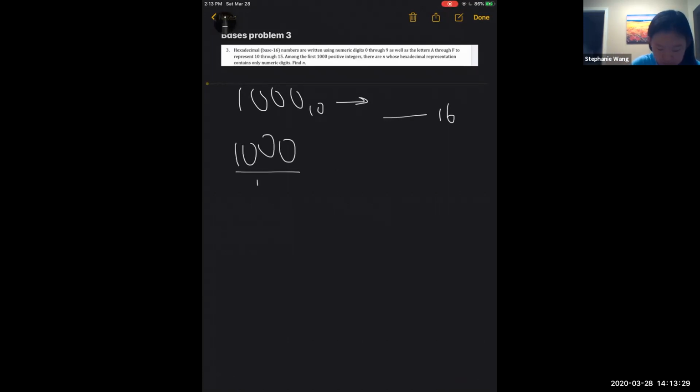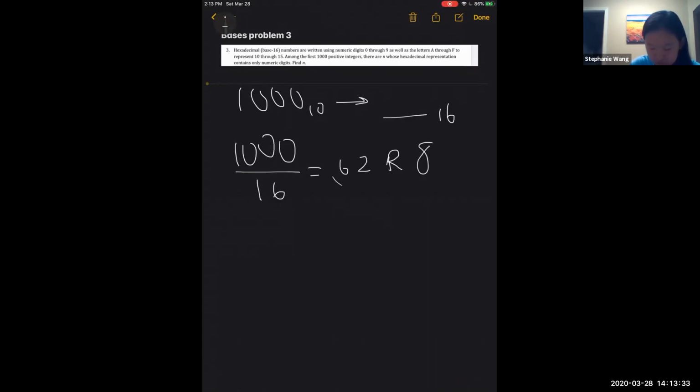Okay, so this is a new concept where you change something in base 10 to a number in another base. For example, let's say you have 1000 base 10 and you want to change it to some number base 16. The way you change it is to keep on dividing until you get 0. So I'll show you what I mean. We divide 1000 by 16 first and we get 62 remainder 8.